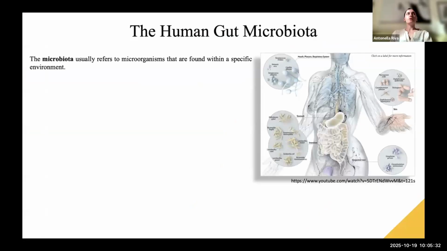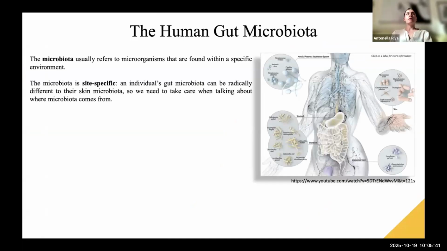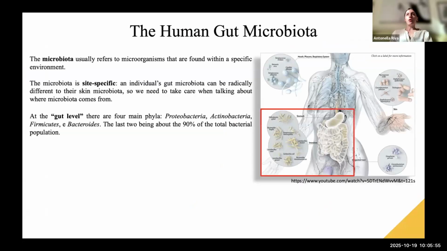So the human microbiota refers to the microorganisms we can find on every part of the body. We do know that the microbiota is site-specific. So for example, the microbiota that we find on the skin is different from the microbiota in the vagina because different bacteria are there. We also know that the best-known microbiota is the gut microbiota, and this is why it is the most represented. And there are four main phyla, which are the Proteobacteria, the Actinobacteria, the Firmicutes, and the Bacteroidetes.